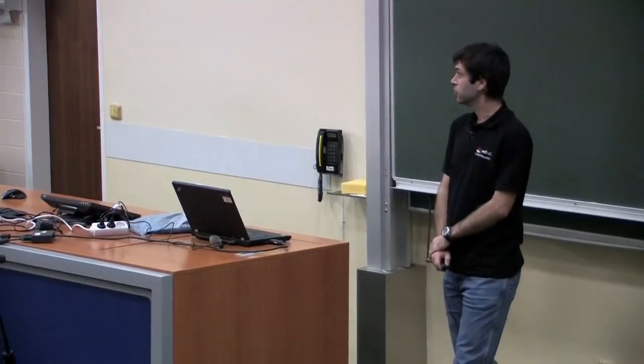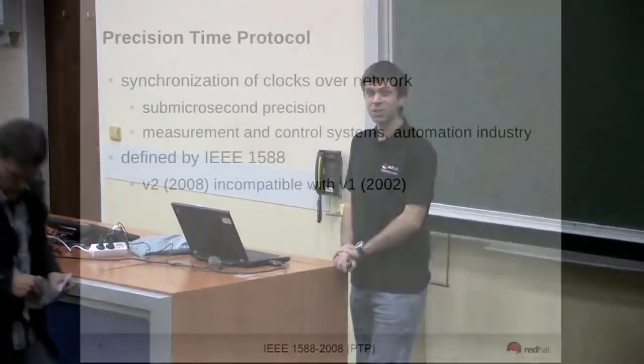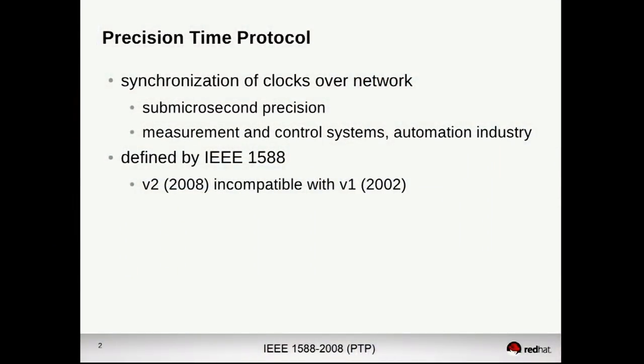And the first kernel lightning talk is not so much about the kernel. It's more about the protocol, which is partially implemented in the kernel or needs kernel support. So, Precision Time Protocol is used for synchronization of clocks over a network, which is quite obvious. But what makes this protocol unique is the precision that it is able to achieve, which is in the order of hundreds of nanoseconds. Originally, it was developed for measurement and control systems, but increasingly, it's used in other areas as well. It's defined by IEEE 1588, an international standard with two versions, of which the second one, from 2008, is the interesting one.